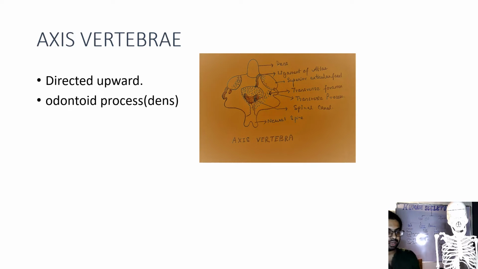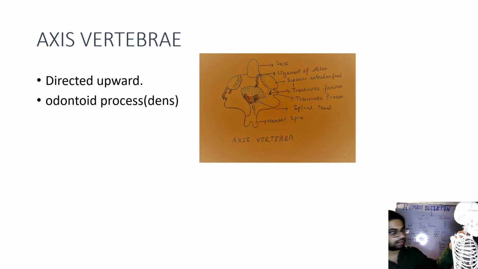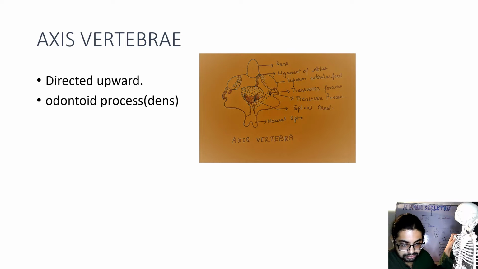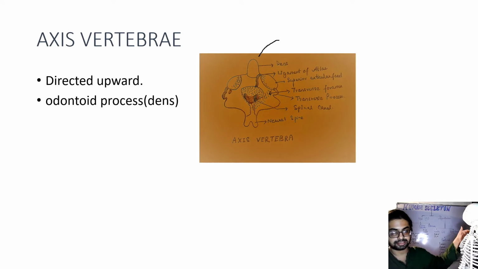Axis vertebra, this is the second cervical vertebra. And you see this picture. This is the dens. As I mentioned, this dens of the second cervical vertebra joins with the inferior facet of the atlas and it is directed upward. So this is the odontoid process or dens.